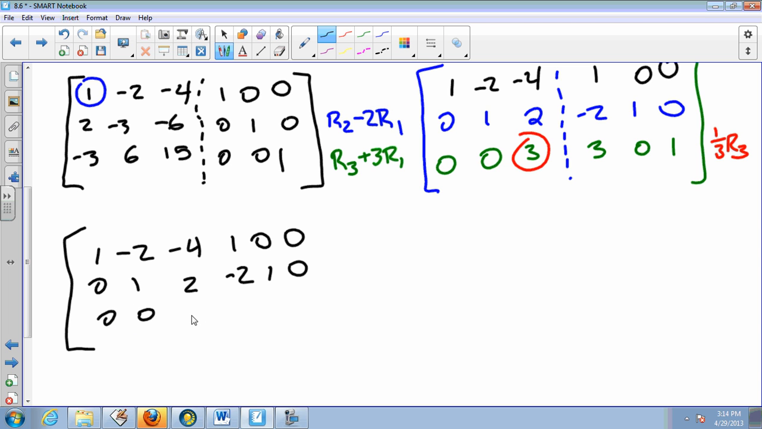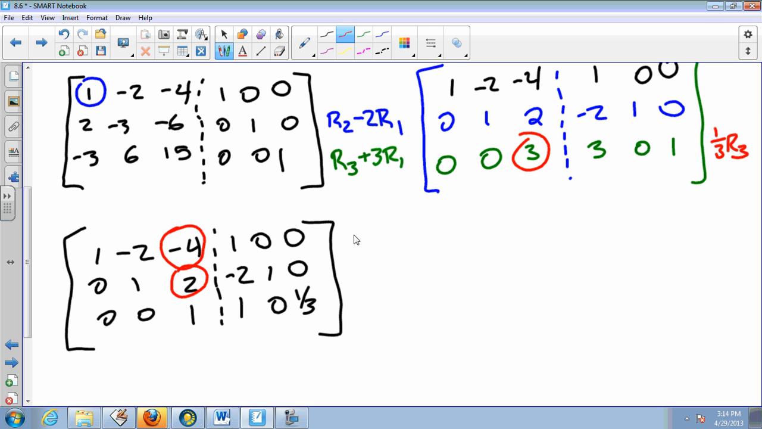And it goes 0, 0, 1, 1, 0, 1/3. So yes, we will have fractions. Do not be scared of the fractions. We now need to get the 2 and the -4 to become zeros. So row 1 plus 4 row 3.